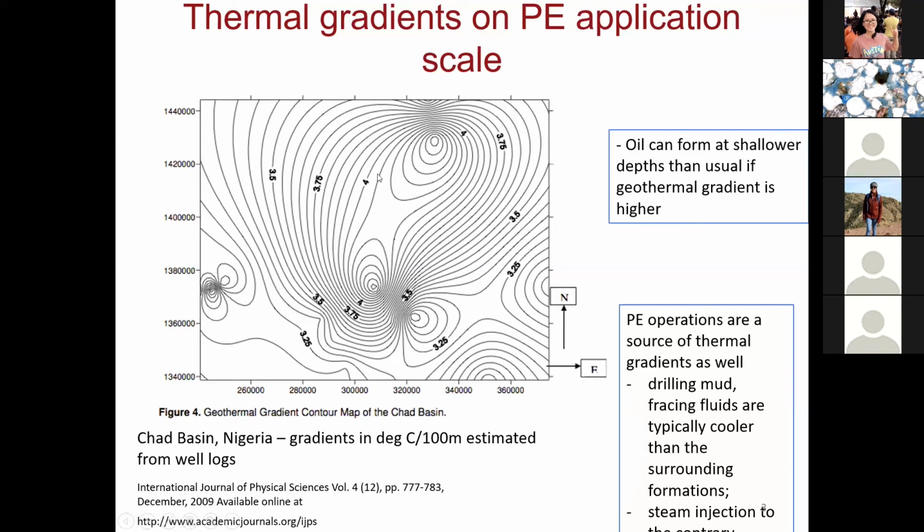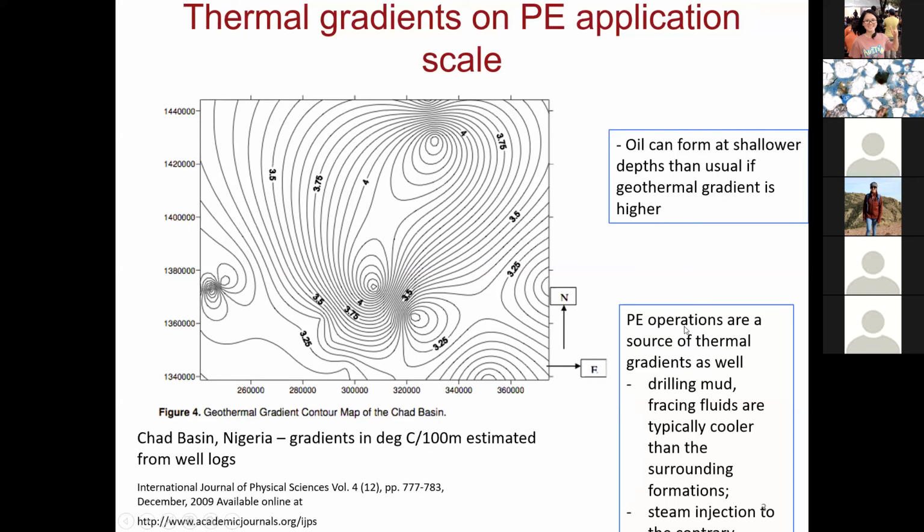So if I walk along, for instance, this contour, this is where the gradient is 4 degrees Celsius per 100 meters. Okay, and this is estimated from well logs. Now, we know that oil forms at shallower depths if my geothermal gradient is higher, so I will have a maturation helped by a higher geothermal gradient.